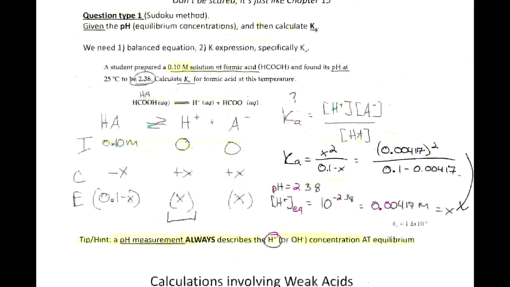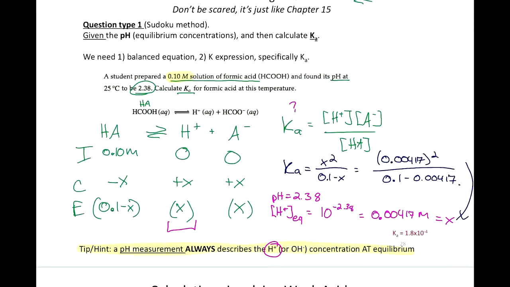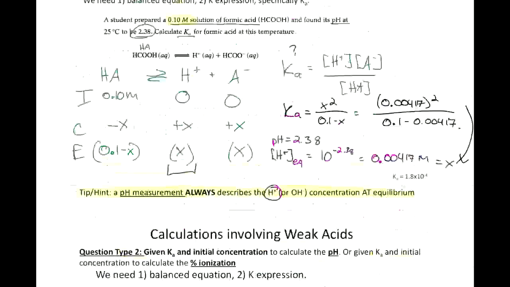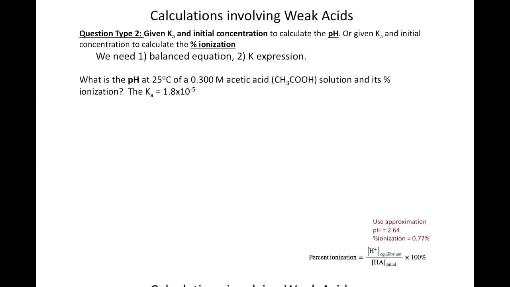All right, so type 1, do you ever have to use an approximation? No. When I give you I and I give you part of the equilibrium line, you never make an approximation. But when I give you initial concentration and I give you K and you have to calculate equilibrium concentrations, sometimes, yes, you do have to do an approximation.